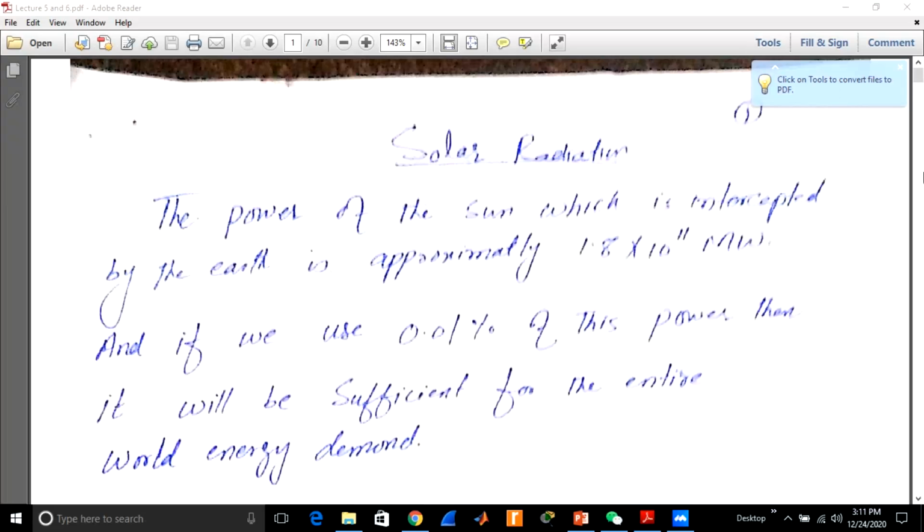So in previous classes, we studied renewable energy, its advantages, and some different sources of renewable energy and their advantages. Now we are moving toward solar. In solar, first of all, you will study the radiations.